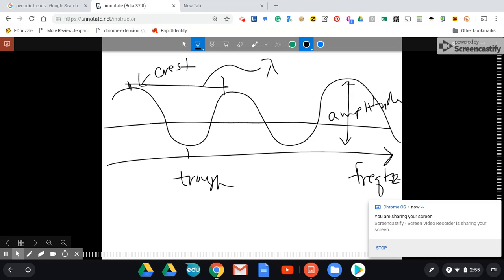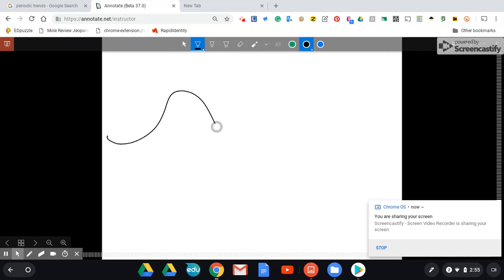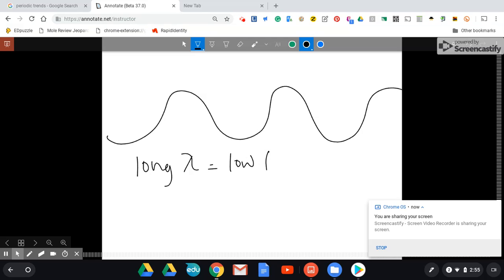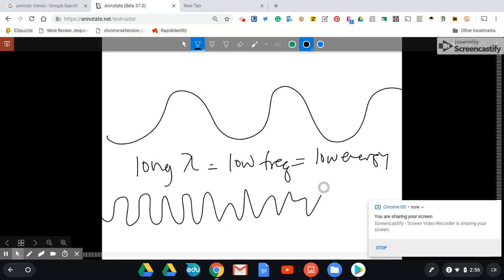So the reason we talk about wavelength and frequency is because electrons give off certain waves. And if I'm looking at something like this, let's say that my wavelength is like this. So this would mean that I have a long wavelength, but I've got a low frequency and I've got low energy. All right. So the longer the wavelength, the less energy it has because it has a lower frequency. If I look at something like this, okay, this has a short wavelength, which means it's got a high frequency and it's got a high energy.